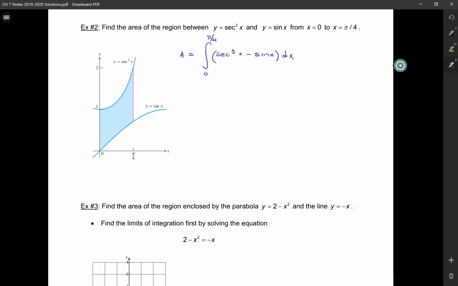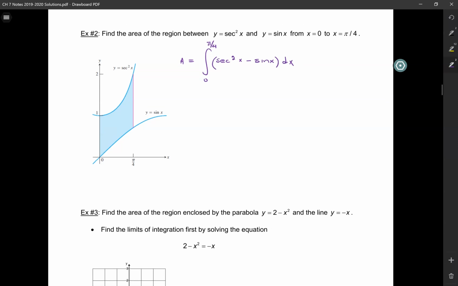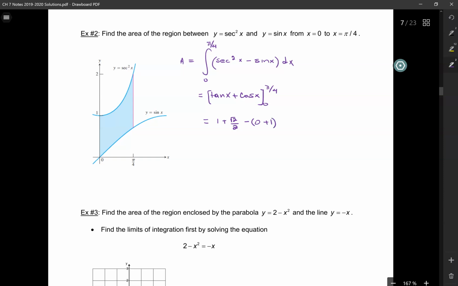All right, and you know what? Just for the sake of practice, I want to do this by hand. So here, the integral of secant squared is tangent plus cosine, from 0 to pi over 4. When I plug pi over 4 in here, tangent of pi over 4 is 1 plus root 2 over 2, minus tangent of 0 is 0 plus 1. So this will be root 2 over 2.